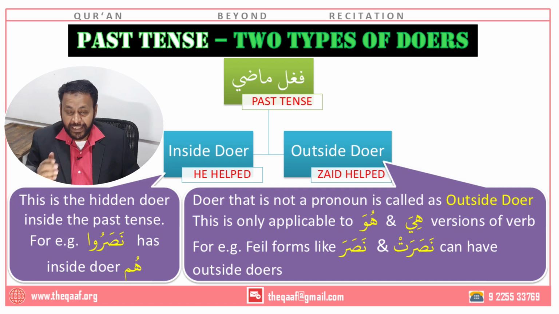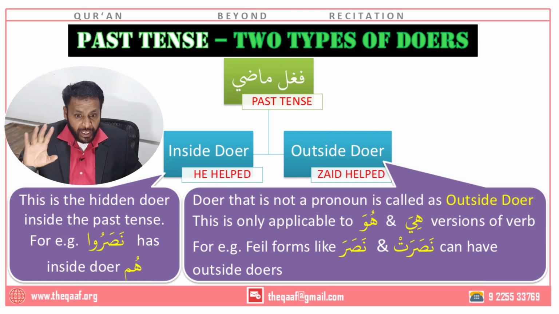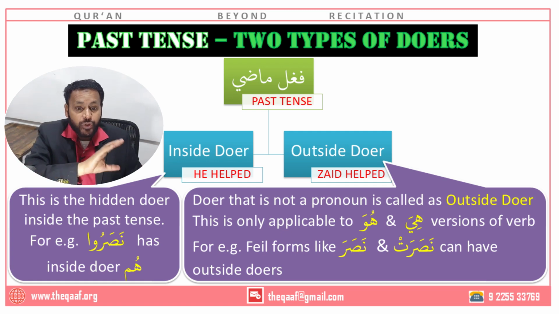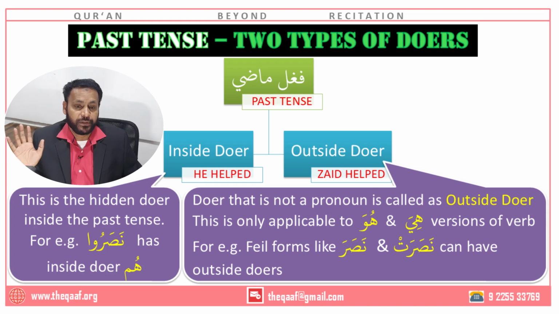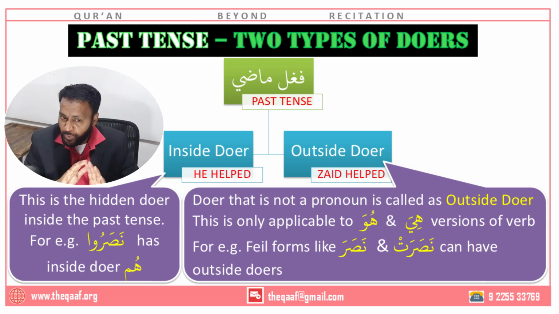Huwa and hiya, that's the pronoun. So which word will be used actually in the nasara table? Which two words in the nasara table are qualified to have the outside doer? Nasara, nasarat. That's it. If you are going to have an outside doer for the verb nasara, you better use one of these two forms. Other forms will not work.